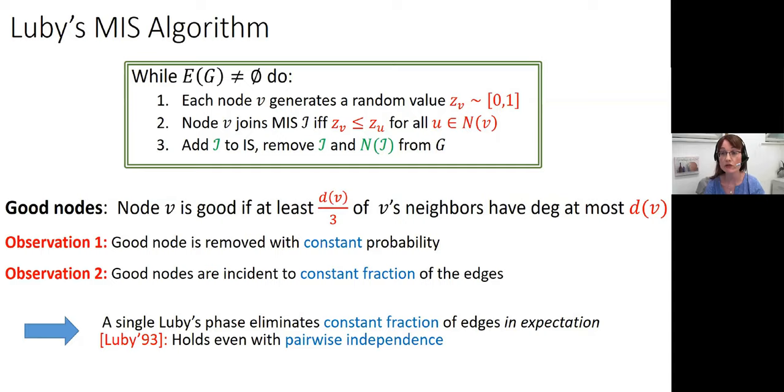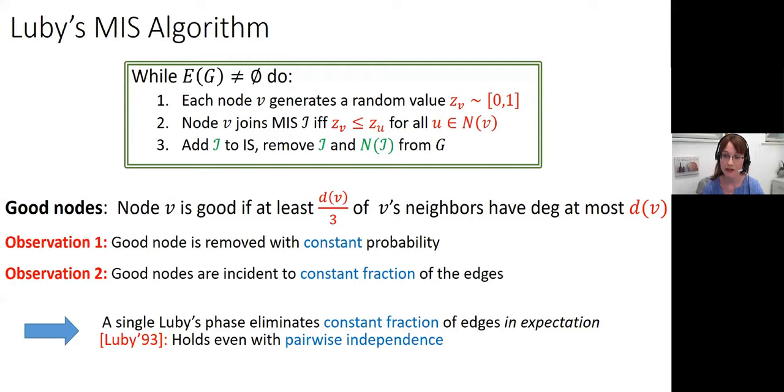And the second property is that these good nodes are incident to at least a constant fraction of the edges in the graph. So at every phase of Luby, at least some constant fraction of the good nodes are going to be removed, and therefore a constant fraction of the edges are going to be removed, and therefore after log n phases, I'm going to be done. Okay, so this is the entire analysis of Luby's algorithm, which we'll try to imitate with our deterministic algorithm.